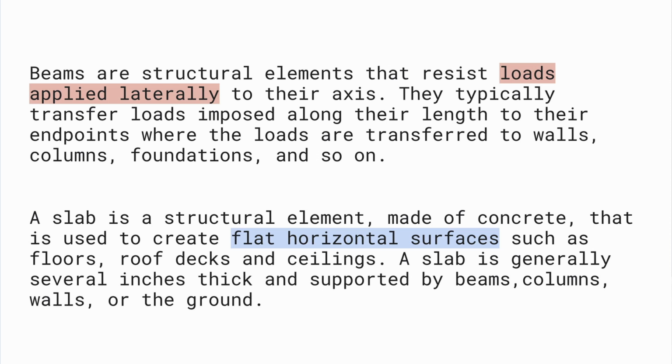Beams are structural elements that resist loads applied laterally to their axis. They typically transfer loads imposed along their length to their endpoints, where the loads are transferred to the walls, columns, foundations, and so on. A slab is a structural element made of concrete that is used to create flat horizontal surfaces, such as floors, roof decks, and ceilings. A slab is generally several inches thick and supported by beams, columns, walls, or the ground.